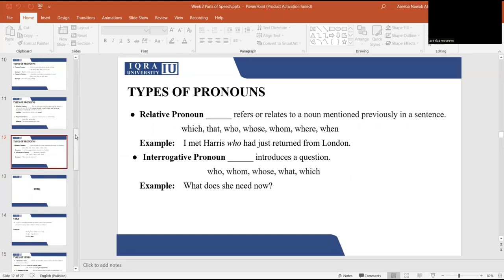Then there is relative pronoun. It refers or relates to a noun mentioned previously in a sentence. I met Haris, who had just returned from London. And then there is interrogative pronoun, which introduces a question. Who does she need now? Or what does she need now? Which sandwich did she need to eat now? All of these are interrogative pronouns.